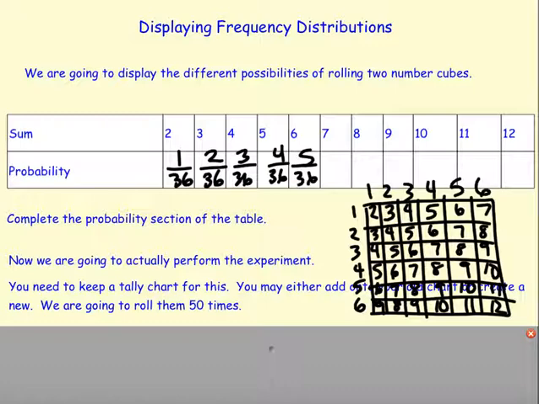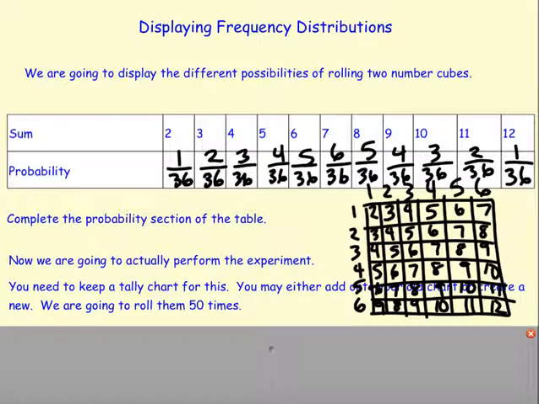For 7, there are 6 different ways. And then we start going down. For 8, there are 5 different ways. For 9, there are 4. For 10, there are 3. For 11, there are 2, and for 12, there's only one way. So these are our theoretical probabilities as far as finding the sum for our two number cubes. So yes, we can reduce all of these into their simplest form.